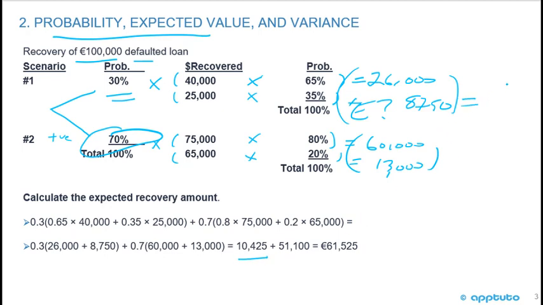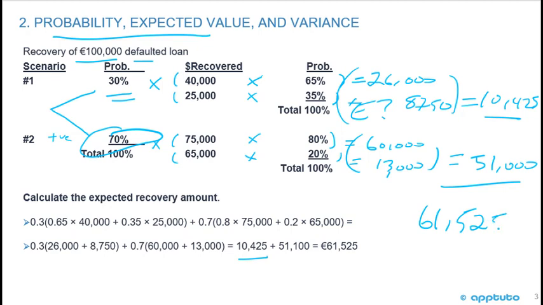This is going to equal 10,425, and this section here, the 30% times the sum of these two numbers, is 10,425. Then the 70% times the sum of these two numbers, 73,000 by the way, is going to be 51,100. We add the two together, and we're going to have €61,525 expected recovery of the 100,000 loan based on these two different scenarios given these probabilities.